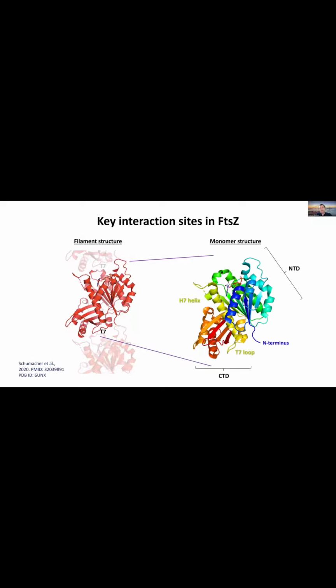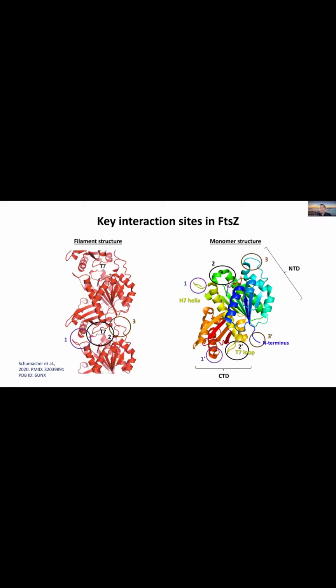And if we take a closer look at the monomer structure, which I've just colored from blue to red from the N to C terminus, we can identify three approximately reciprocal regions that form the interface between adjacent monomers, which I've just called here sites 1, 2, and 3 on one face of each monomer, and 1', 2', and 3' on the other face. These are the sites that come together to form the filament.